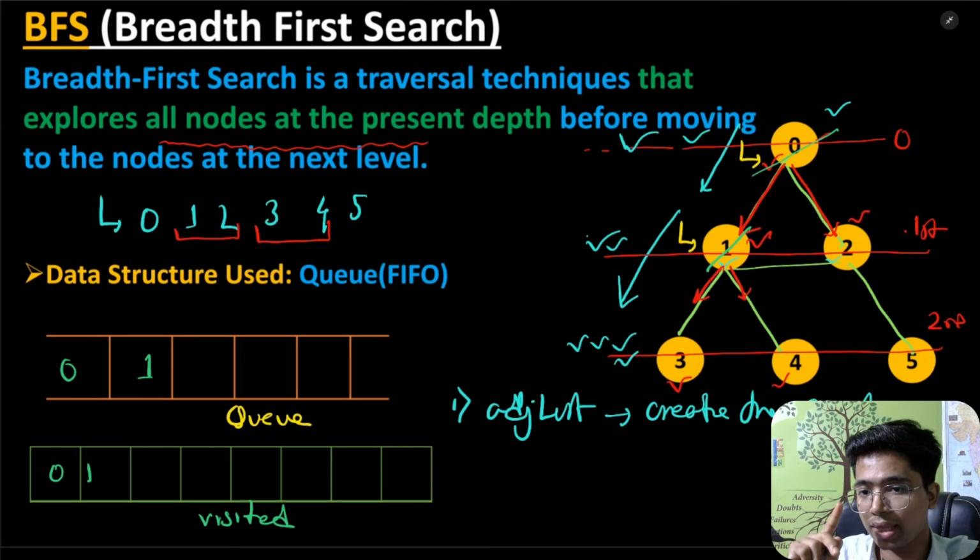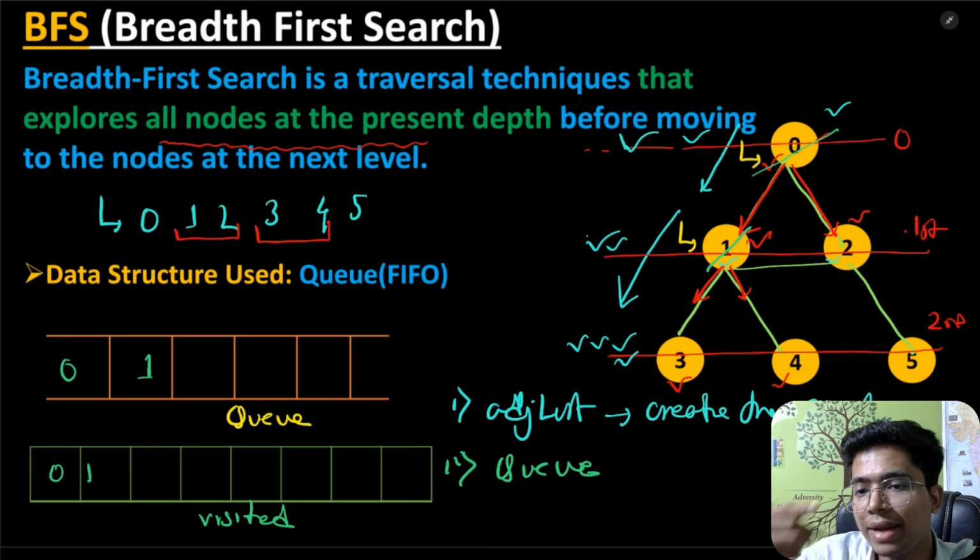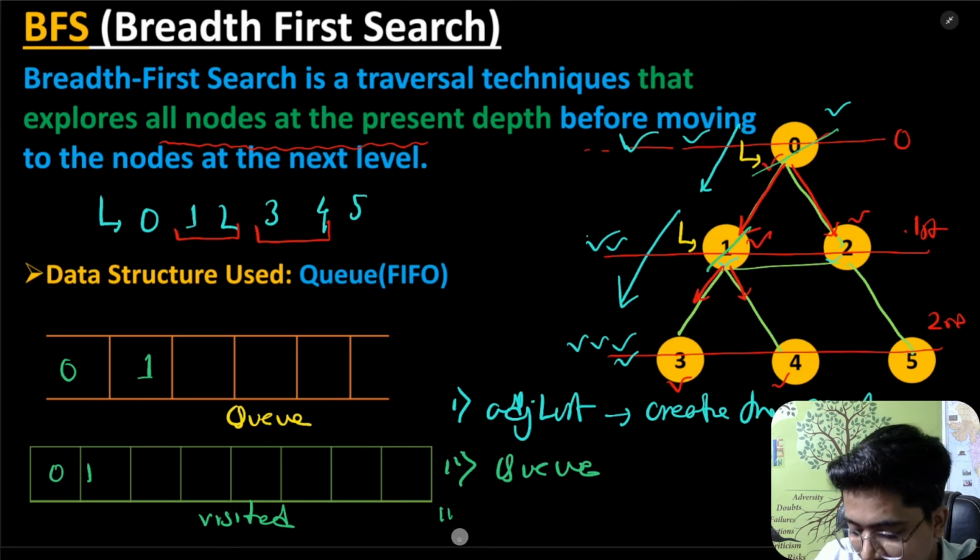First, we'll be using an adjacency list to represent the graph. Second, we'll be using a queue to process the nodes internally. Third, we'll be utilizing a visited set to keep track of which nodes have been visited.